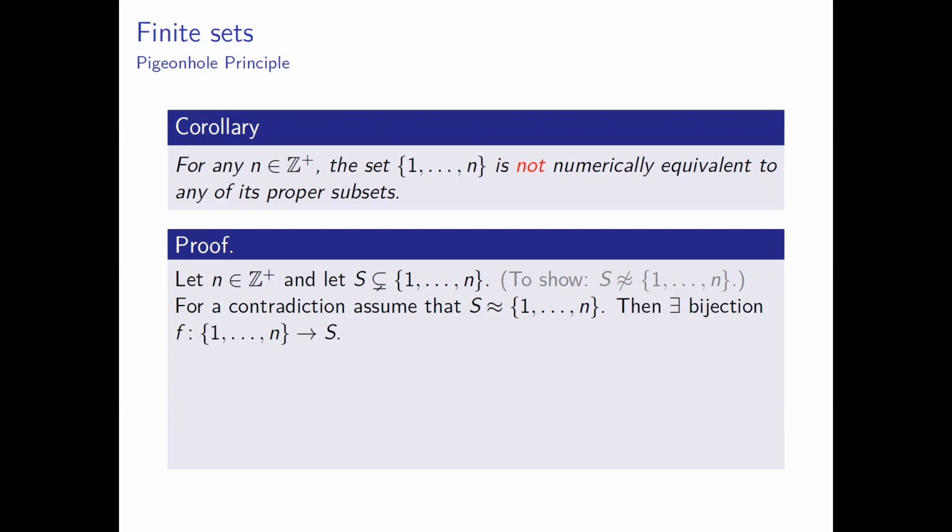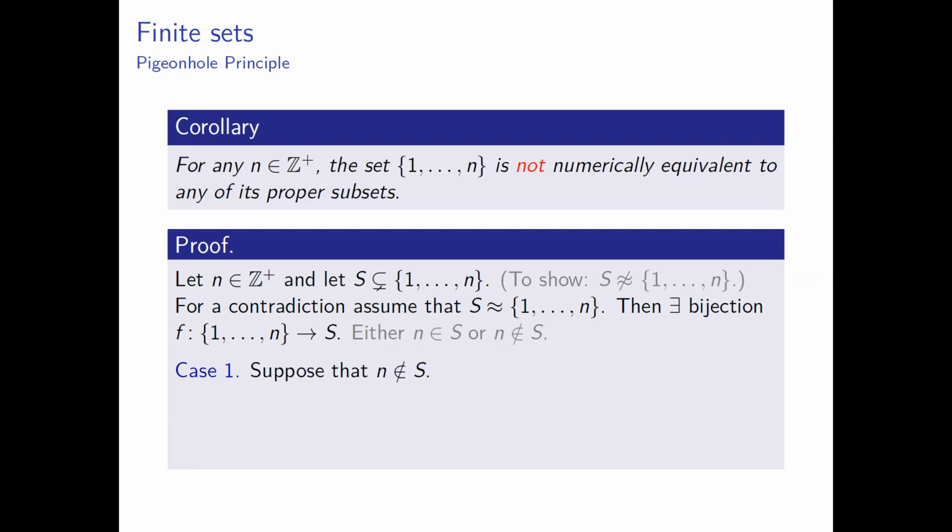Then, by the definition of numerical equivalence, there exists a bijection f from the set of integers from 1 to n to the set S. Two things may happen. Namely, either the integer n is an element of S, or the integer n is not an element of S. We shall consider each of these cases separately.